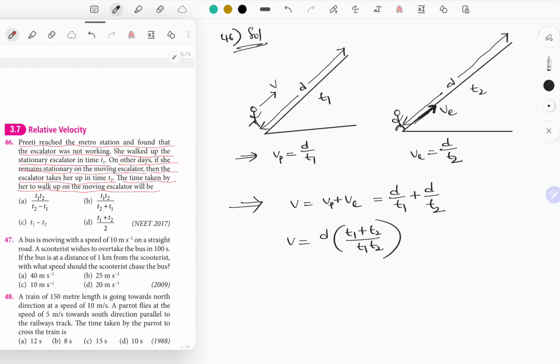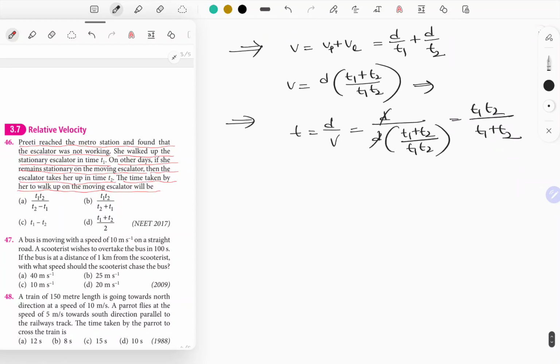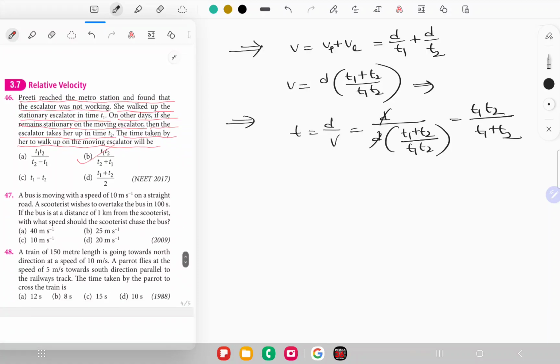Now this is the velocity. They're asking for the time taken. The distance is going to be the same, so time taken is equal to distance by velocity. This is the new velocity when Preeti is walking while the escalator is also moving. So d divided by d into t1 plus t2 over t1 t2. The d will get cancelled out, and you get t1 t2 by t1 plus t2. Which option matches? Option B. Next.